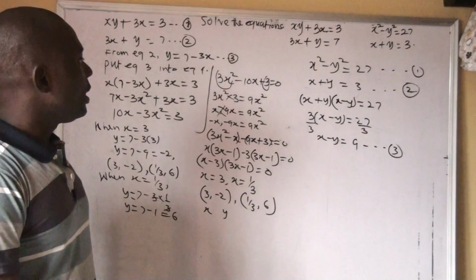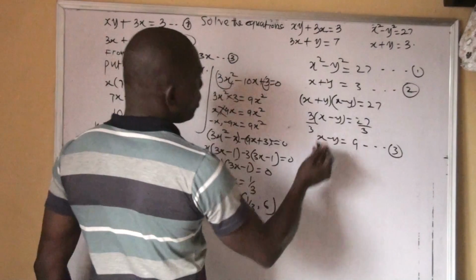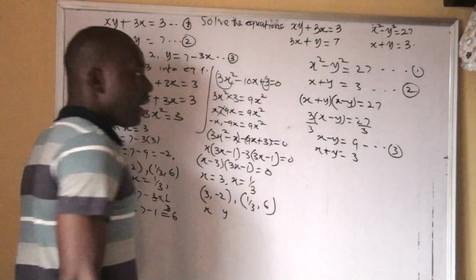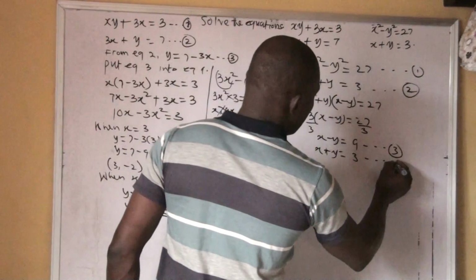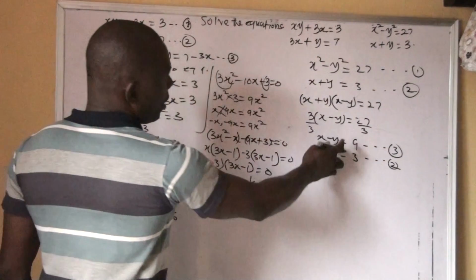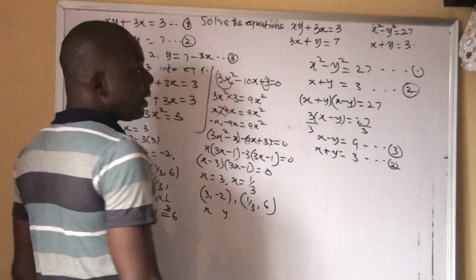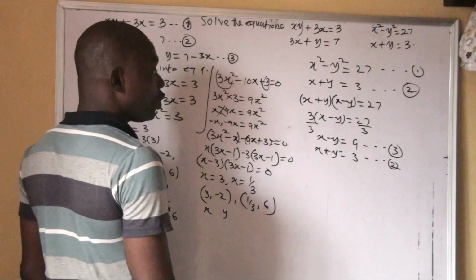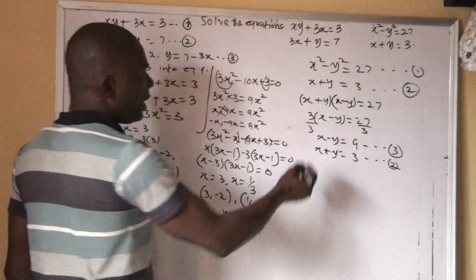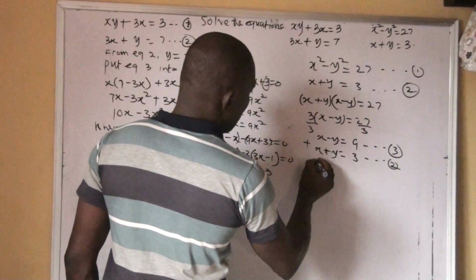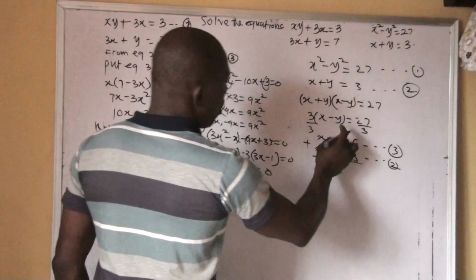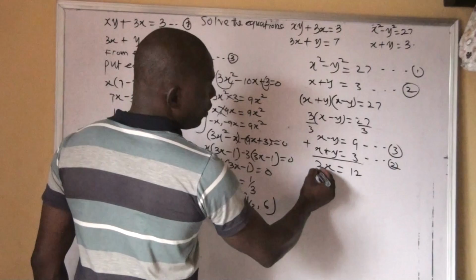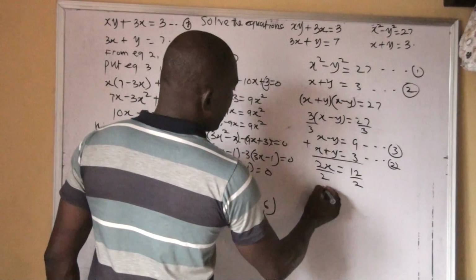Now the next step is that you bring in equation 2. Our equation 2 is x plus y is equal to 3. Here our equation has been drastically reduced. We see the coefficient of y is 1 in equation 3, and that of equation 2 is also 1. Because the signs are different, we can just add: x plus x gives us 2x, minus y plus y cancels out, and 9 plus 3 is 12. So you divide both sides by 2, and x is equal to 6.